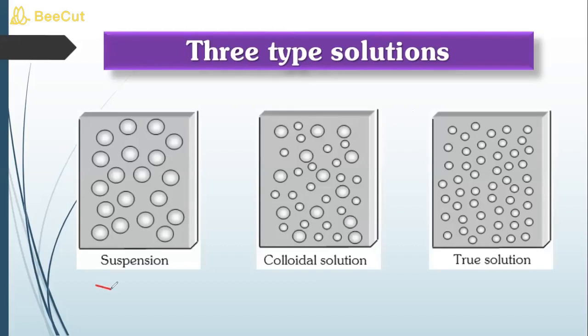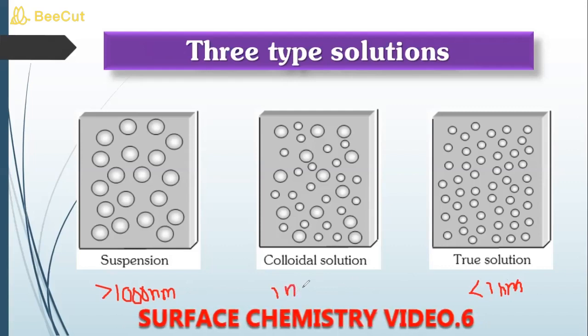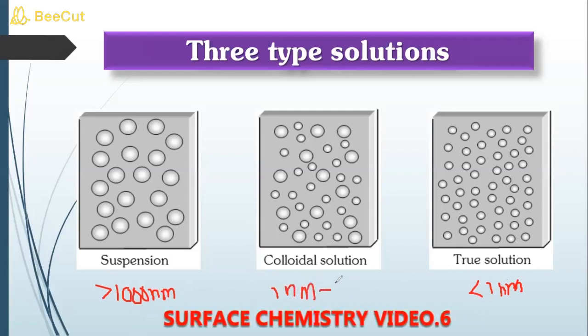The size of particles in a suspension is greater than 1000 nanometer, whereas the true solution has a size less than 1 nanometer. While the colloidal solution falls between these two, that is, it has a size between 1 nanometer and 1000 nanometer.